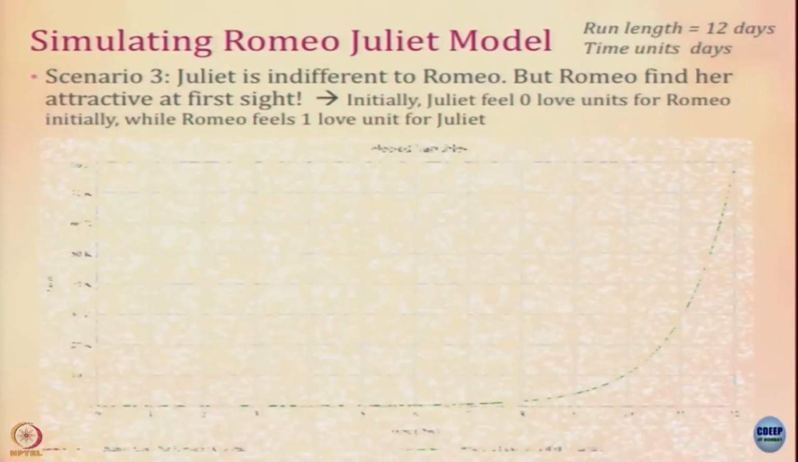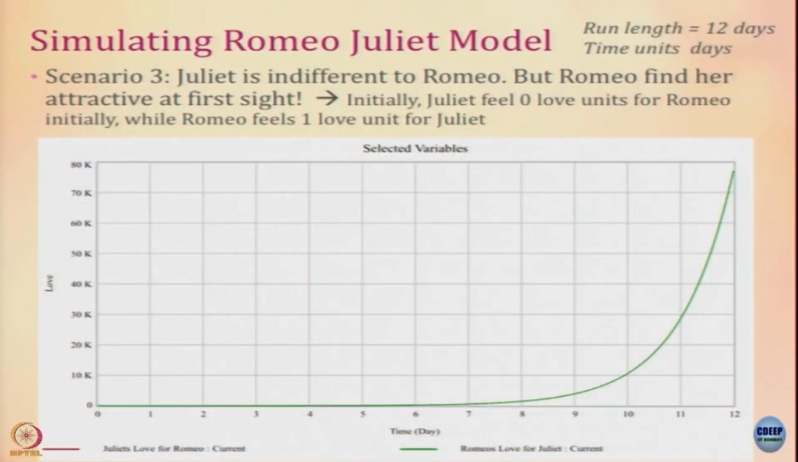Let us see how many love units they accumulate in 12 days. Not as much as the original, but still 70,000 love units is what they have, because Juliet was initially indifferent to Romeo, but Romeo feels 1 love unit for Juliet, right. Now, we can still experience exponential growth as long as it is a positive feedback system and we have non-zero values. The system is going to grow exponentially; it cannot grow otherwise.